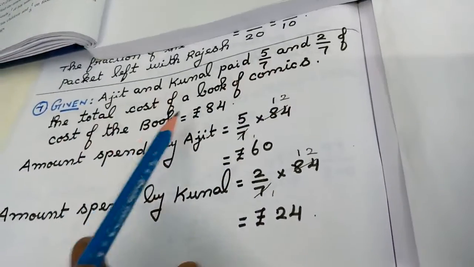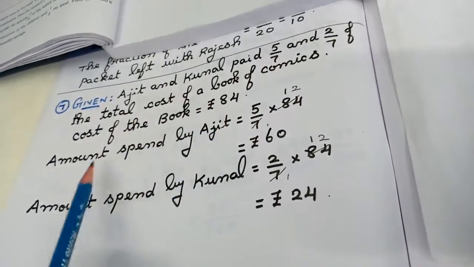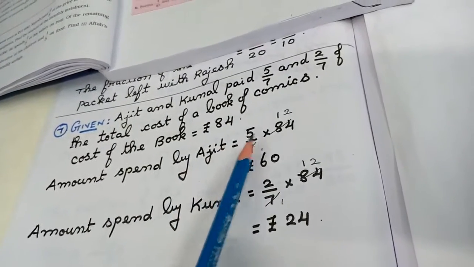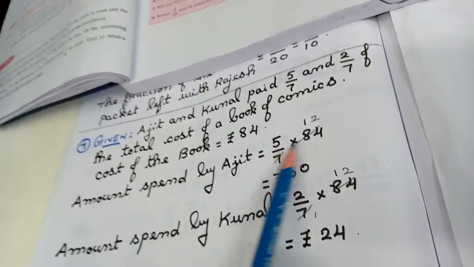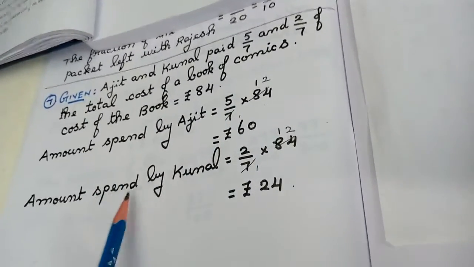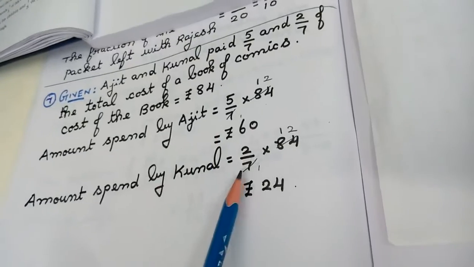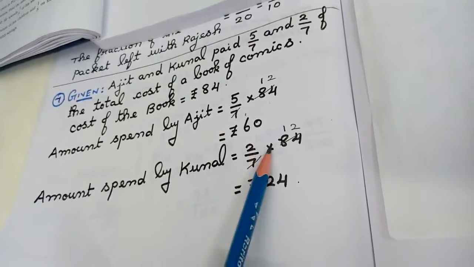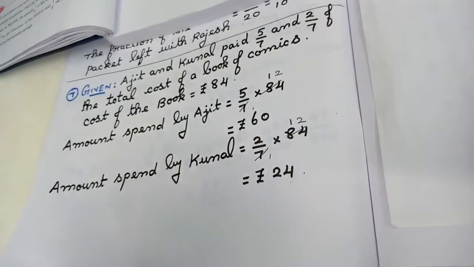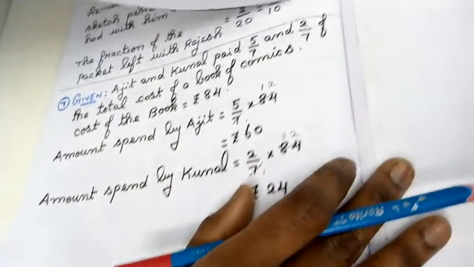The cost of the books is rupees 84. The amount spent by Ajit is 5 by 7 into 84. If you calculate, you are going to get the amount as 60. And the amount spent by Kanal is 2 by 7, the fraction given there, into 84. If you calculate, you will get the value as 24. Coming to question number 8.